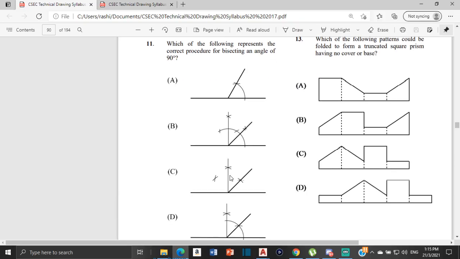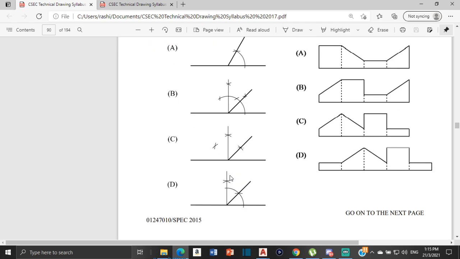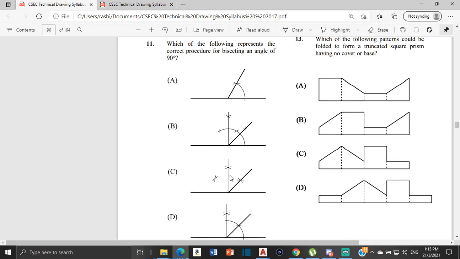So now for number 11, which of the following represents the correct procedure for bisecting an angle? Is it A, B, C, or D? Just look at it in depth and see which one of these methods you would use to bisect an angle. And then we'll see if your answer matches the correct answer.